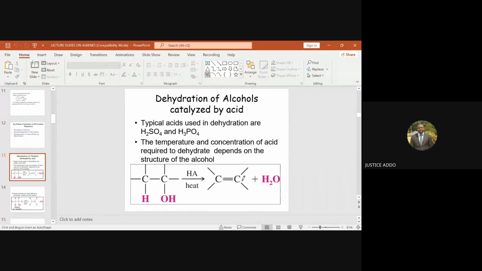Then heat, and then you form your alkene. Because in the formation of the alkene you are removing water, you form water as a byproduct. So the principal product is the alkene, and the byproduct is water.